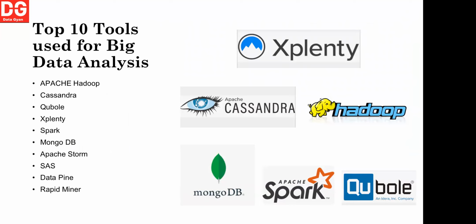Then moving on, we will see the top 10 tools used for big data analysis. So first one is Apache Hadoop, and then Cassandra, Qubole, Plenty, Spark, MongoDB, Apache Storm, SAS, DataPine, and RapidMiner. These are the tools that are famously used by most of the organizations that deal with big data.